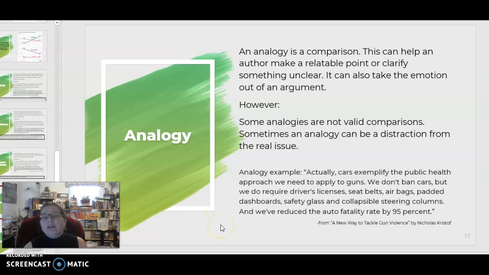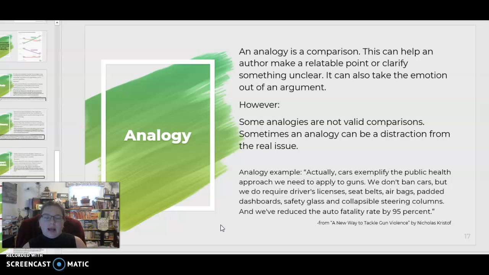All right, so analogies are a little bit tricky sometimes. An analogy is basically a comparison. One way that we use analogies as evidence is to make a point a little bit easier to understand or relate to. However, sometimes analogies just are not accurate comparisons, so you do have to be careful of that.